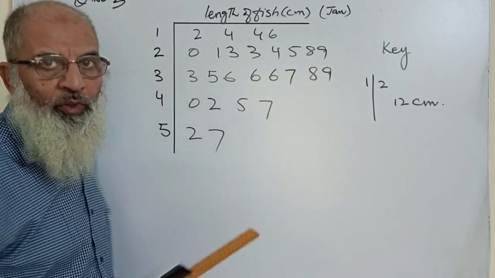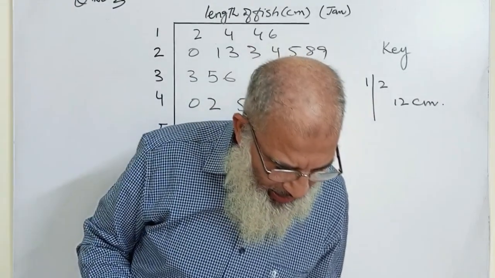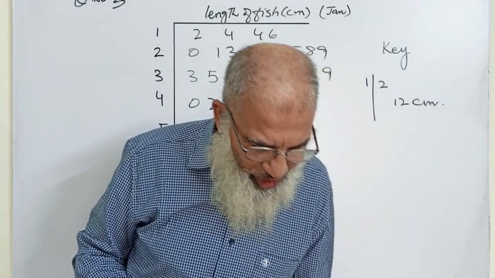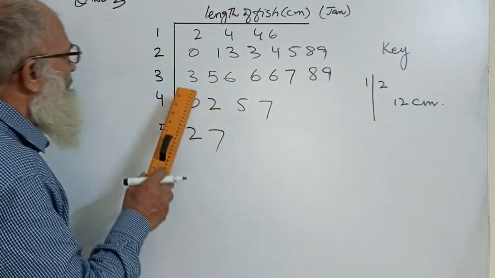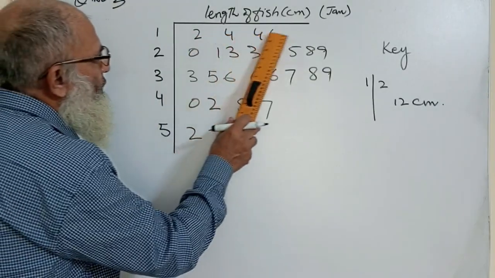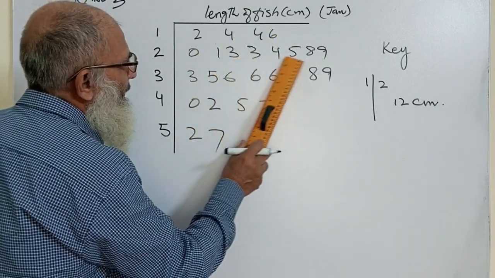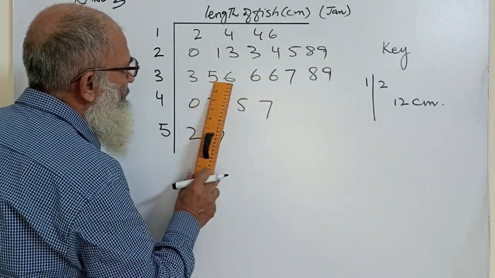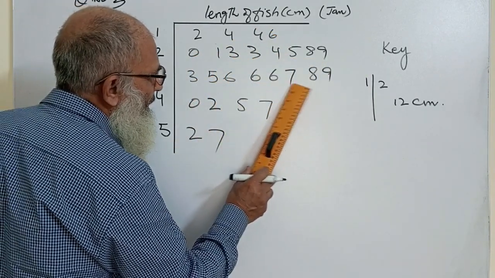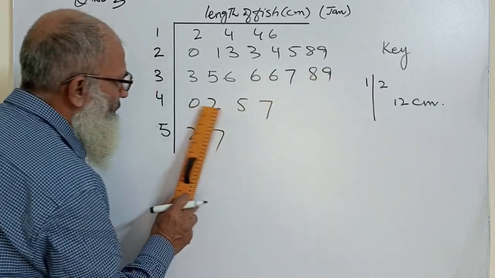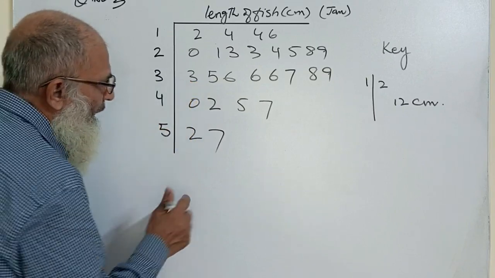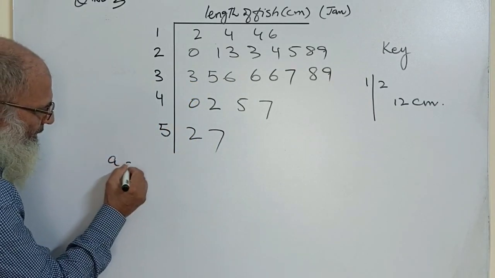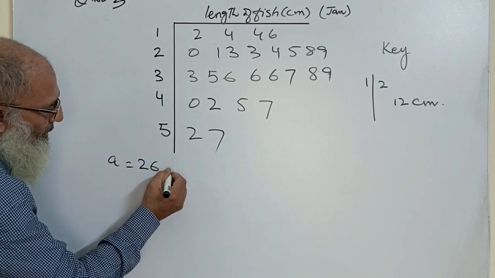Now a number of questions are asked for this. How many fish did she measure? It is a simple question. 1, 2, 3, 4, 5, 6, 7, 8, 9, 10, 11, 12, 13, 14, 15, 16, 17, 18, 19, 20, 21, 22, 23, 24, 25, and 26. The answer for A is 26 fish she measured.